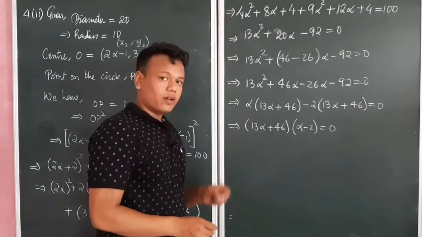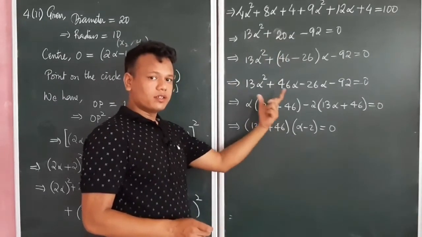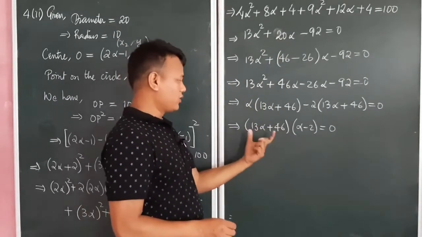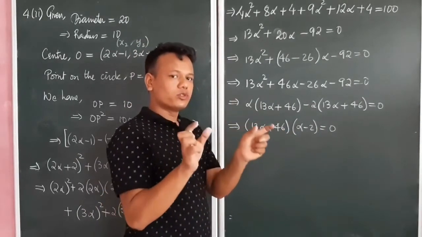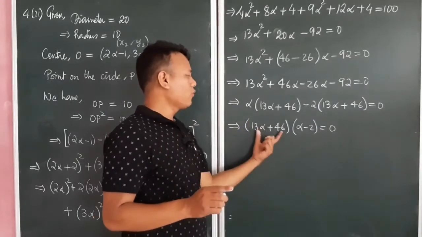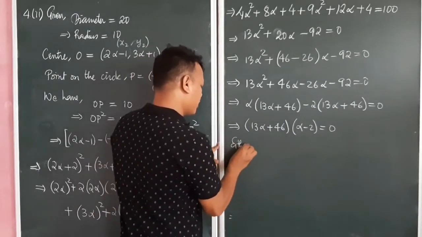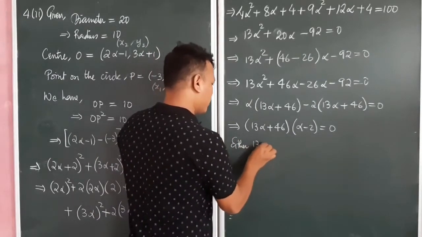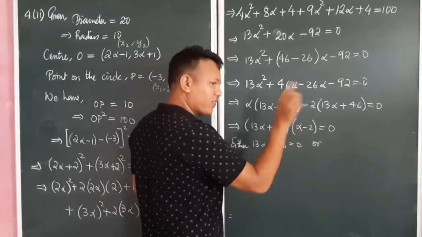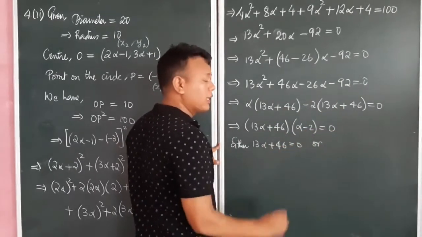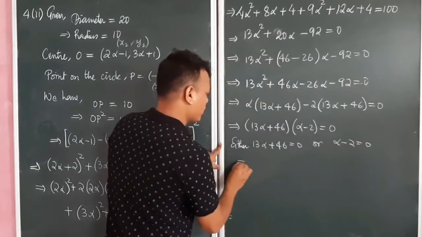After factorization, this quadratic equation becomes this much using the middle term break. So this means, see here, the product of two numbers is 0. We can have the product of two numbers be 0 only if any one of them is 0. So either this has to be 0, that is 13 alpha plus 46 has to be 0, or if this is not 0, then this definitely has to be 0 in order to have the product be 0. So or alpha minus 2 equals 0. From here, calculate the value of alpha.